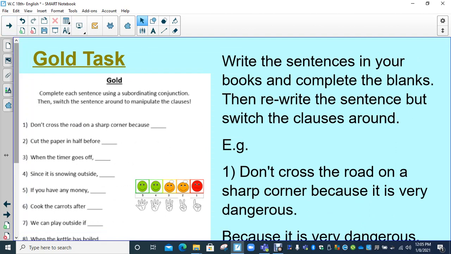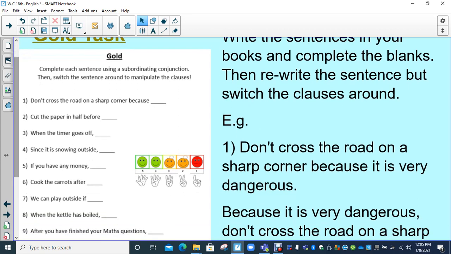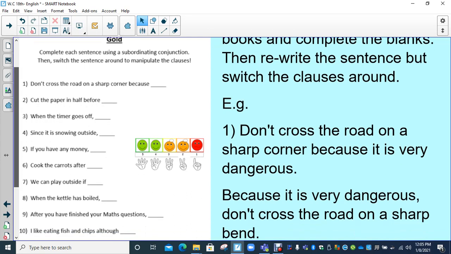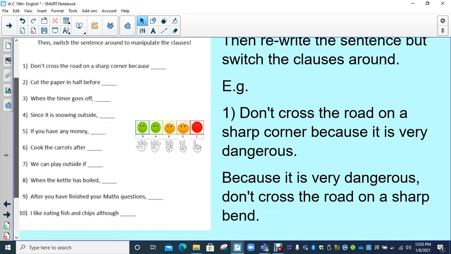Now gold is slightly different. What I want you to do is write the sentences in your books and then complete the blanks. Once you've done that, rewrite the sentence by switching the clauses around. So there's a little bit of extra writing. So for example, don't cross the road on a sharp bend because it is very dangerous. Then you swap those clauses around, and now we've got the subordinate clause coming first. So we have because it is very dangerous, comma, don't cross the road on a sharp bend.